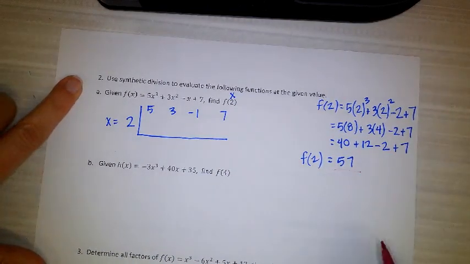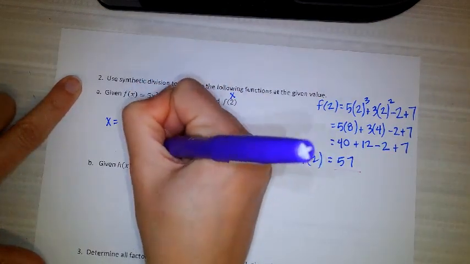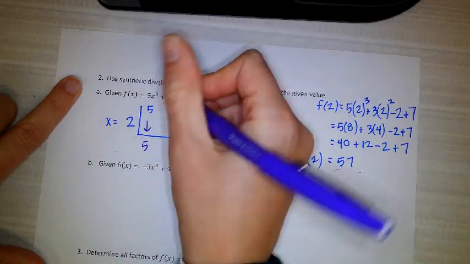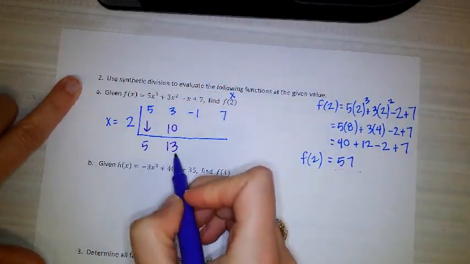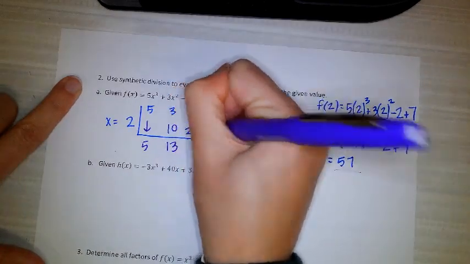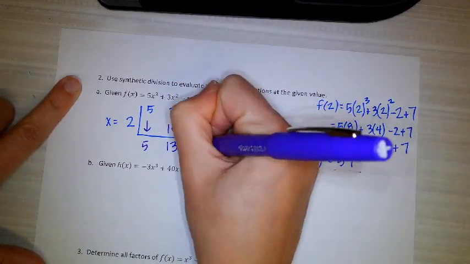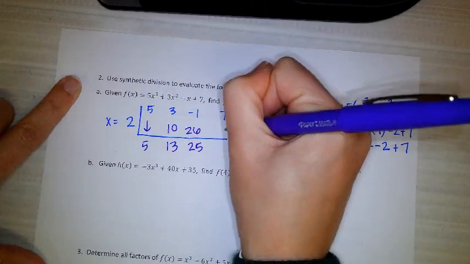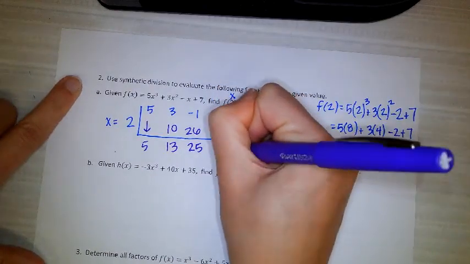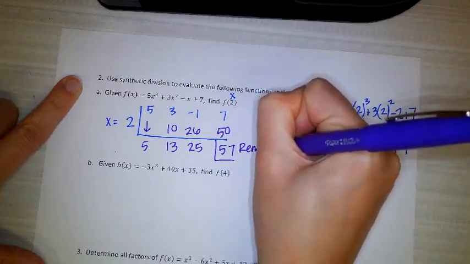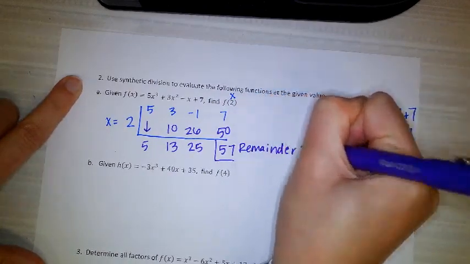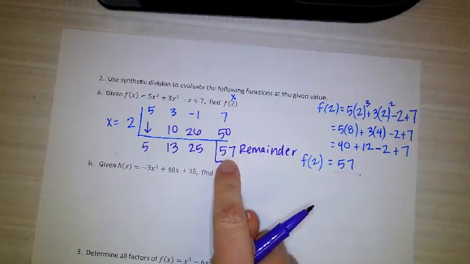So bring your 5 straight down. 2 times 5 is 10. Add straight down. 2 times 13 is 26. Add straight down. 2 times 25 is 50. Add straight down. Our remainder is actually the same value as if we plug in 2 for the function.